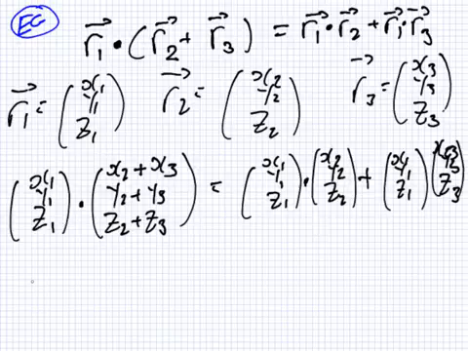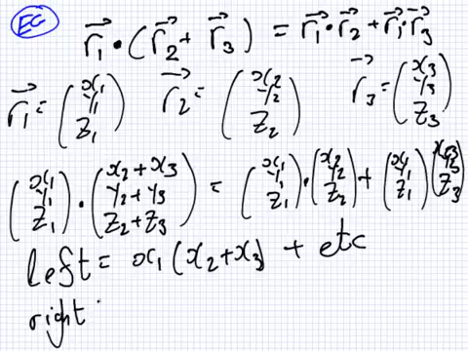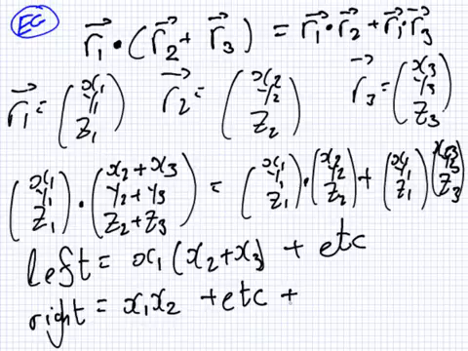So if I look at the left, that will equal X1 times X2 plus X3 plus etc. And then if I look at the right, I'll get X1 times X2 plus Y1 times Y2 plus Z1 times Z2 plus etc. Now when I write etc, I'm just being lazy. By etc I mean the same thing again but with the Y, and the same thing again but with the Z, plus X1, X3, plus etc.